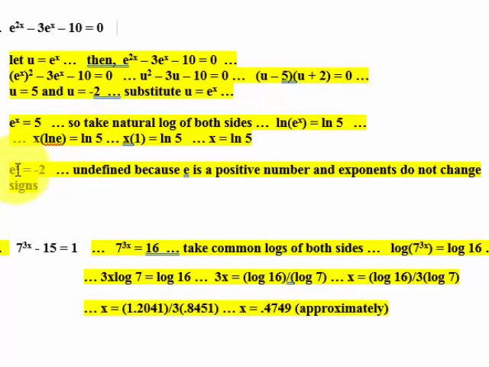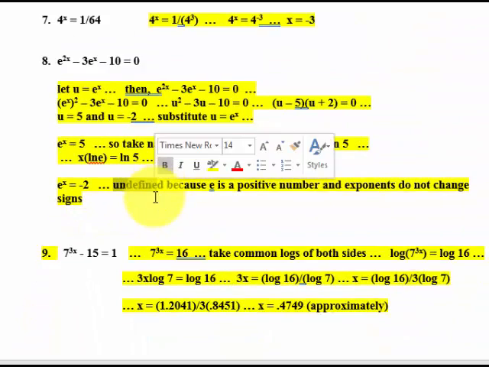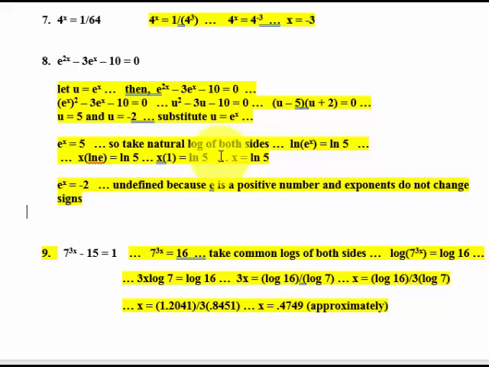So e to the x equals -2 for the second value for u. e is a positive number, right? It's 2.72, and it changes into a negative number? No way. Exponents will not change a positive value into a negative value. So this second one is undefined. There's only one answer to number 8, and that's x equals the natural log of 5.